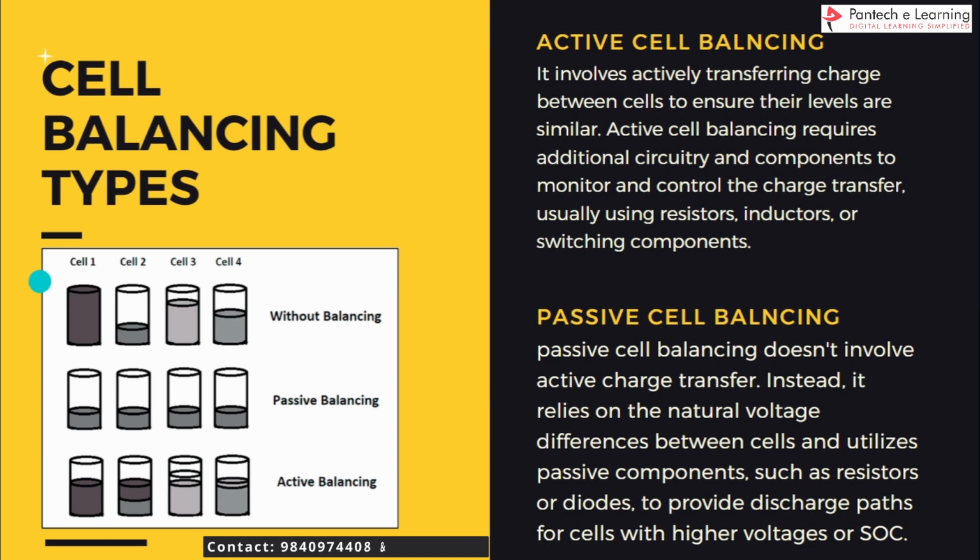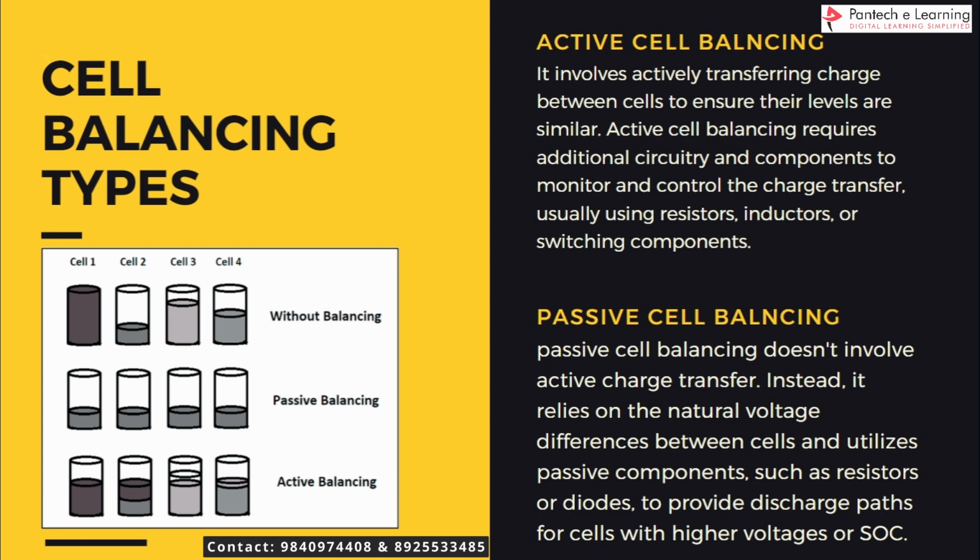Next one is the types of cell balancing. Cell balancing techniques can be broadly classified into two types: active cell balancing and passive cell balancing. First one is active cell balancing. What is active cell balancing? It is used in a battery management system to maintain the balance of charge among cells in the battery pack. Mainly this method involves transferring energy from cells that are fully charged to the cells that are not fully charged, thereby ensuring that all the cells are operating within the safe operating limit.